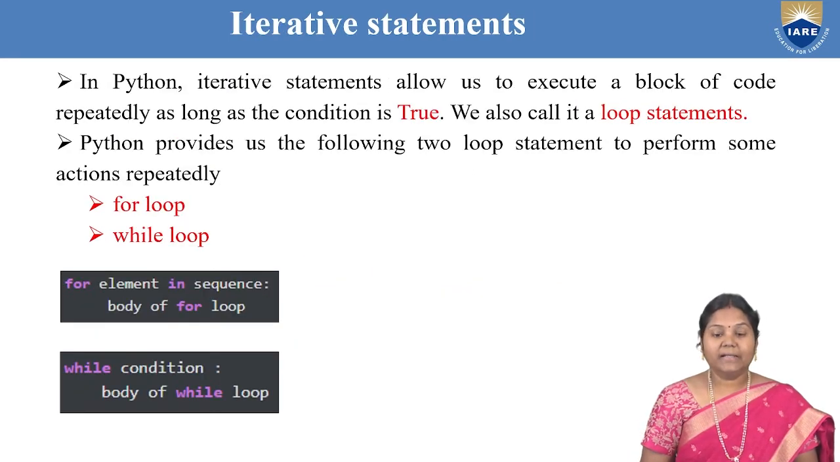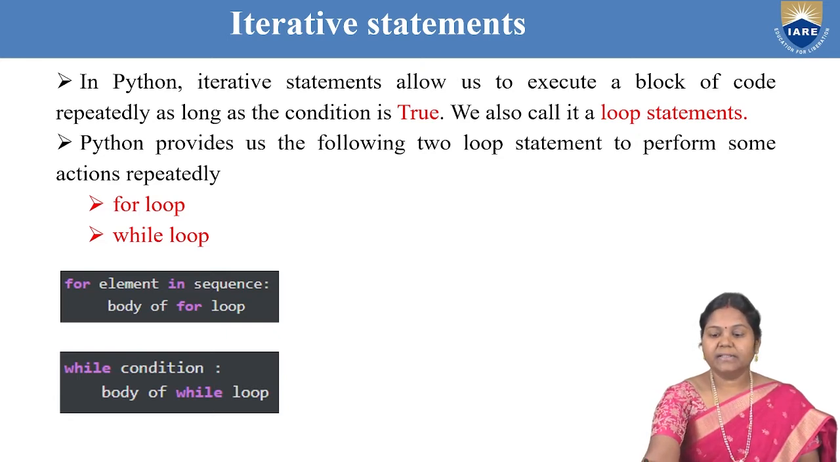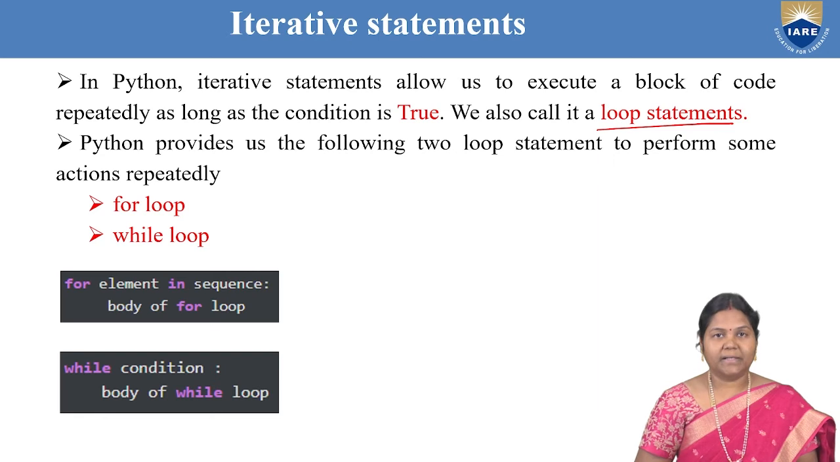Next is called iterative statement. When you want to repeat a particular block of code multiple number of times, then normally iterative statements or loop control statements are used. So, in Python, iterative statements allow us to execute a block of code repeatedly until a condition is true. When the condition becomes false, we will come out of the block. So that's why these are also known as loop statements.